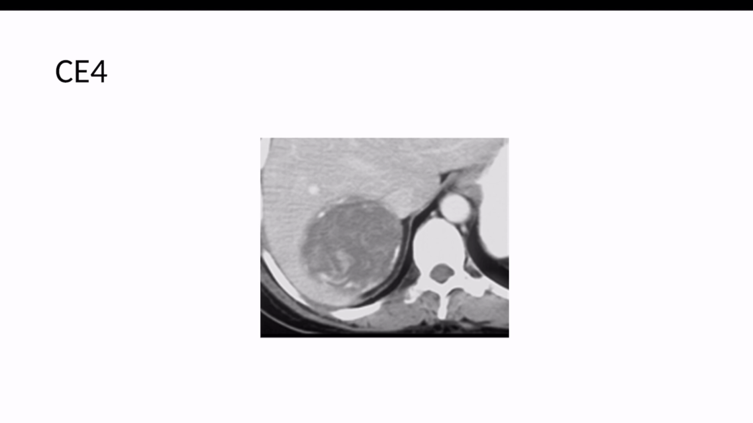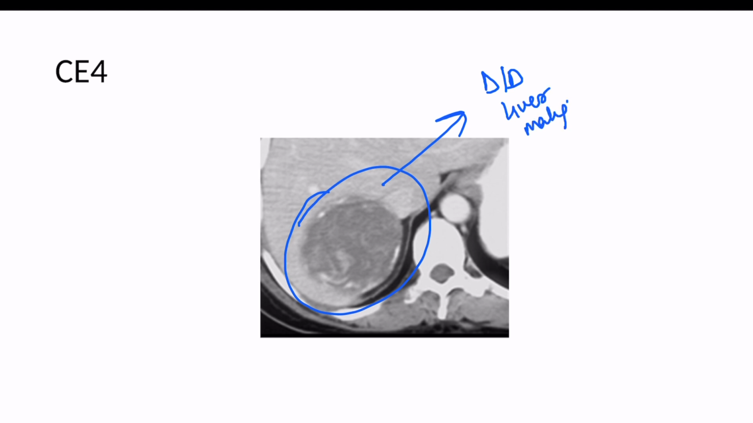C4, again more solid component comes. Now you can see the cystic configuration is gone. Now it is looking more like a solid mass. So at this stage the differential diagnosis would include a liver malignancy because of mixed density and a lot of solid component. This is also called cotton wool appearance.